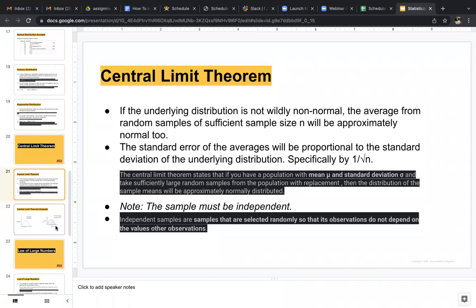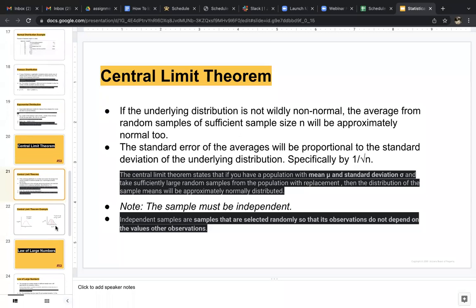It states that if the underlying distribution is not wildly non-normal, the average from the random samples of sufficient sample size n will be approximately normal too. It means that even if you have a population with a very large quantity, still the mean will be centrally located. In the bell-shaped graph, it will be centrally located. The standard error of the averages again will be proportional to the standard deviation of the underlying distribution.